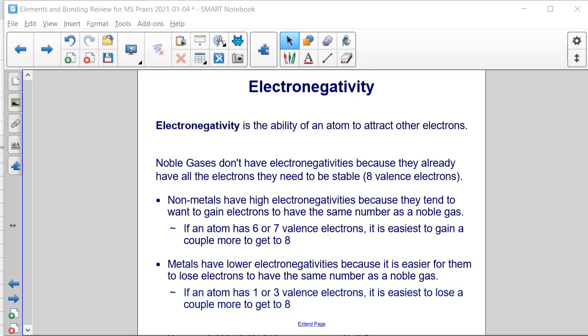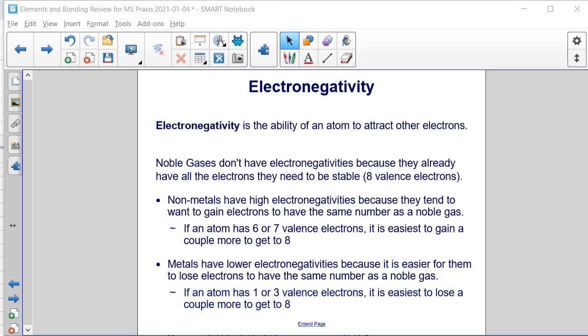Let's talk about electronegativity, another one of our trends in the periodic table. Electronegativity is the ability of an atom to attract other electrons. So think of a singular oxygen atom or sodium atom, the ability for that atom to attract electrons from another atom.